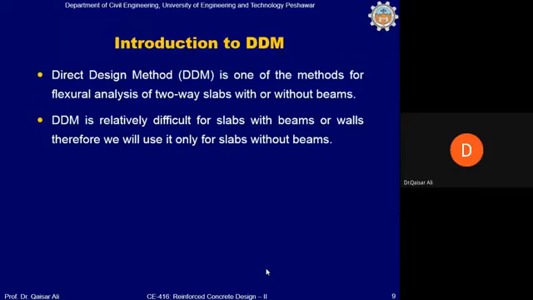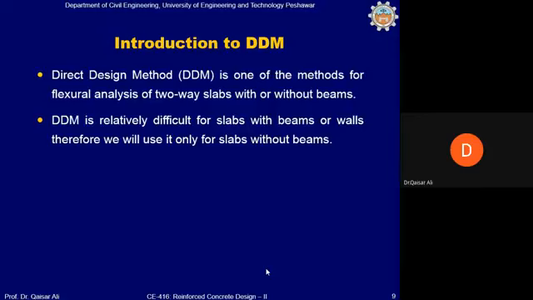So over the course of time, the ACI code has abandoned some methods, they have stopped using some methods, and they recommended some other methods. Okay, the DDM method was also one of the famous methods of analysis for flat plates and flat slabs, especially. But in the most recent code, this method has also been abandoned, and this has been removed from the code.